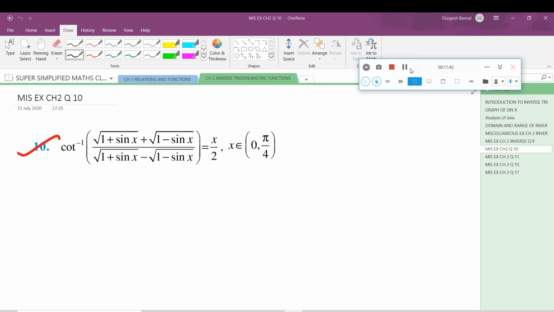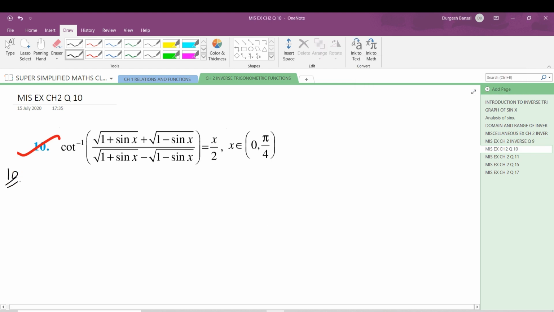Let us move to question number 10. One thing you should note is that questions 9, 10 and 11 are necessary for you to do, because you may require them in your differentiation and integration.